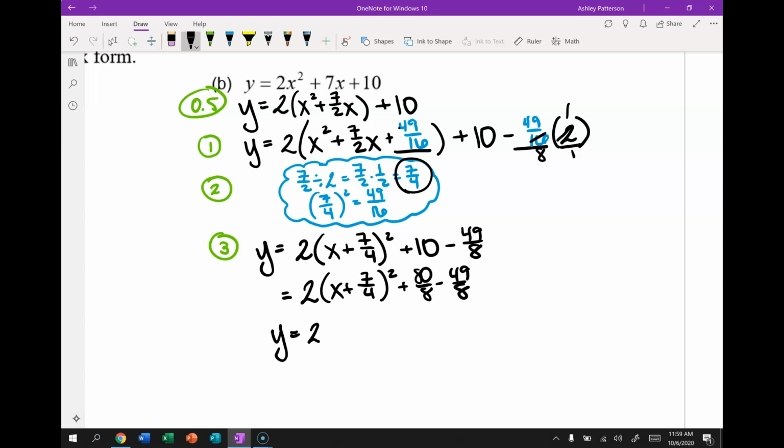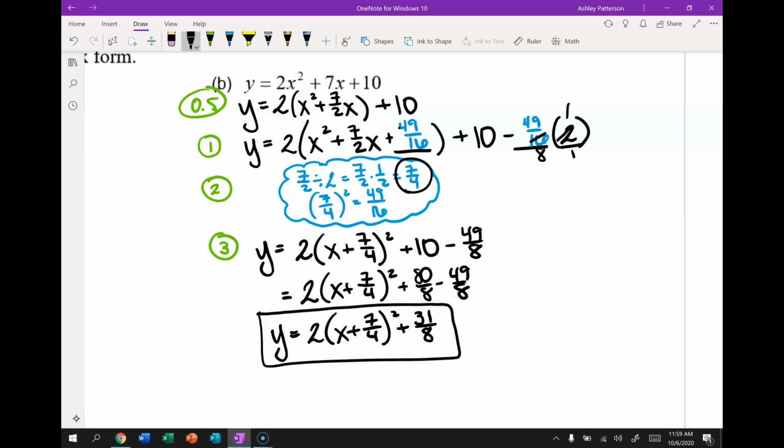Oh my gosh, we did it. 2 times x plus 7/4 squared, and then 80 minus 49 gives us 31/8. That would be so fun to graph, said no one ever, because it's a little bit harder for us to approximate. Could we do it? Absolutely. Nice job, everyone.